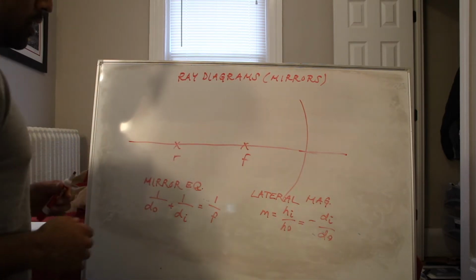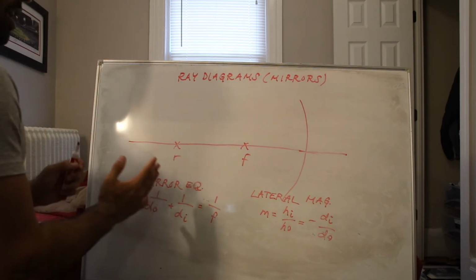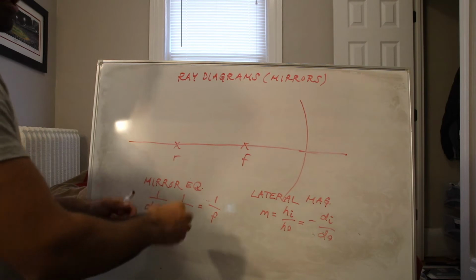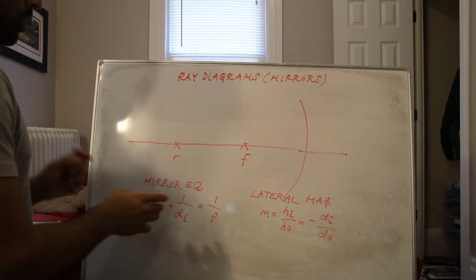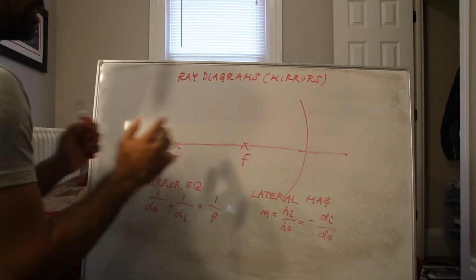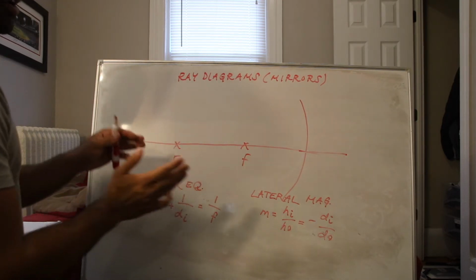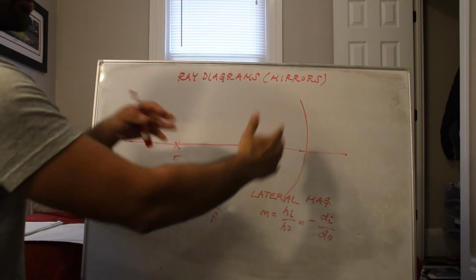Then my DI, 3 meters away from the mirror, that is, DI would be 3 meters, right? If you have a negative DI, it means you have a virtual image. If you have a positive DI, it means you have a real image. What do I mean by virtual and real? Sometimes the light rays don't converge in real life. They converge behind the mirror.